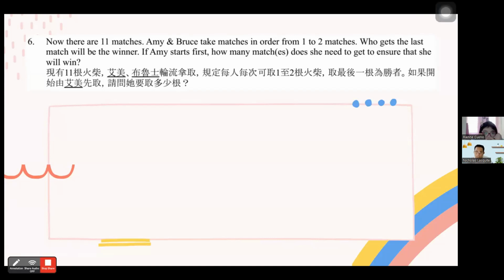There are 11 matches, right? Amy and Bruce take matches in order from 1 to 2 matches. Who gets the last match will be the winner. So whoever gets the last 2 matches or the last 1 match will be the winner. If Amy starts first, how many matches does she need to ensure that she will win? 2 matches. So why do you think it is 2?